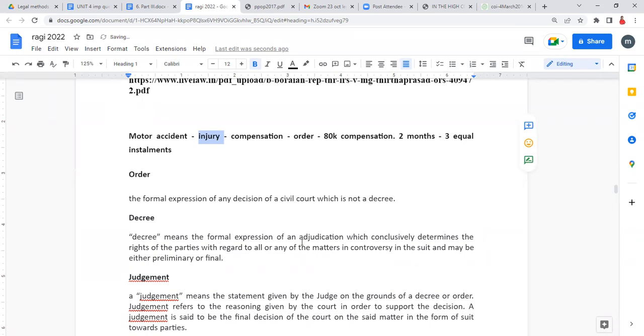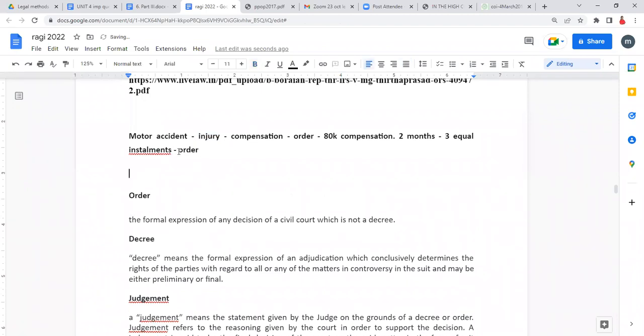A decree is the formal expression of an adjudication which conclusively determines the rights of the parties. So in a decree, what will happen is, so this is what we have as an order. In a decree, the court will say that we are deciding this case in favor of maybe the petitioner. Okay, he is entitled to claim 80,000 compensation. He claimed 1 lakh, but after considering the case, we have come to the conclusion that he is entitled to 80,000 rupees compensation and it should be paid within this date. That is nothing but the decree, where they will mention in whose favor the case was decided and what they are entitled to. This is more like an order wherein the court will ask the parties that you do this, you do that within this time.